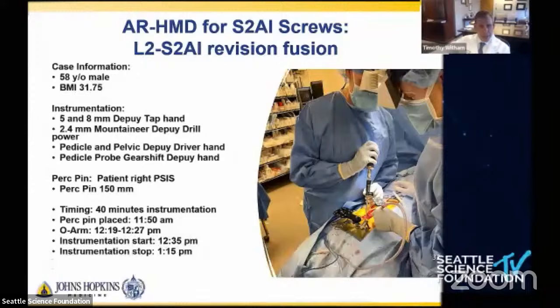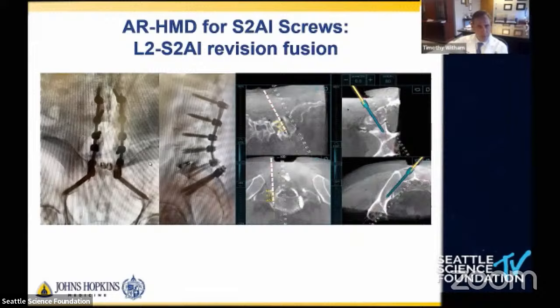I've been very interested in cases where we've utilized S2AI screw placement. I think it's a very nice application of this technique. This was a patient where I did a revision fusion. They had failed at L5-S1 following an L2 to S1 fusion. In addition to the pseudoarthrosis, there was a broken screw at S1, and I did find the technology to be very useful to place an additional S1 screw around the distal piece of the screw that I was unable to remove. And then also it was very seamless in placing S2AI screws, and I find it very useful for that indication.